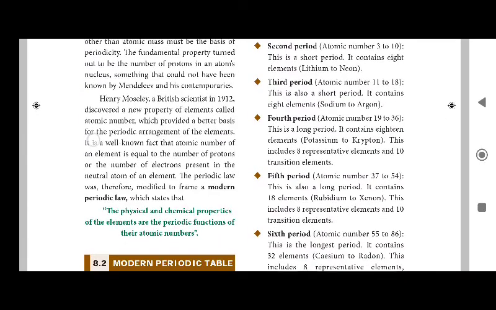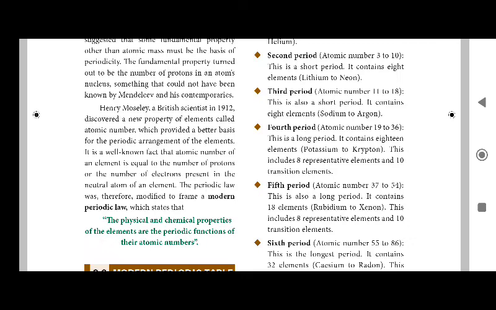The second period contains atomic numbers 3 to 10. This is a short period. It contains 8 elements from lithium to neon. The third period, atomic numbers 11 to 18, is also a short period. It contains 8 elements from sodium to argon. So the first period is called the shortest period, and the second and third periods are called short periods with 8 elements each.